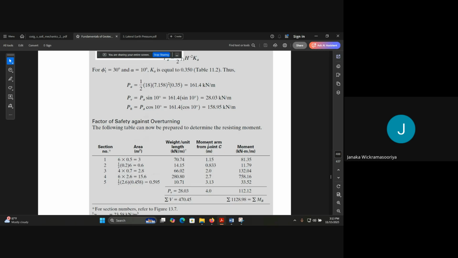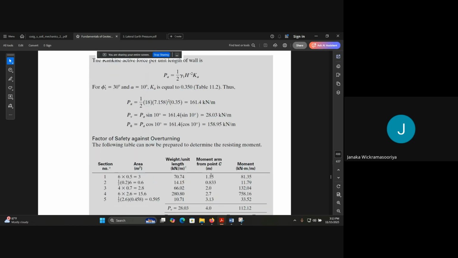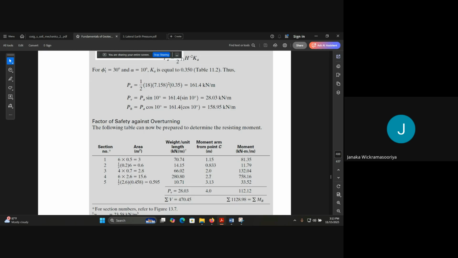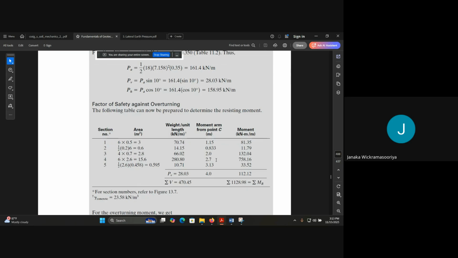And the moment arm is the distance from C to the line of action. The weight of section 1 acts like this. The perpendicular length from C to the line of action of the weight of section 1 would be this 1.15. Likewise, you can mark all the values, and taking the weight times the moment arm, you will get the moment. So please fill in these values. Don't copy these values, just try to do it alone, right?